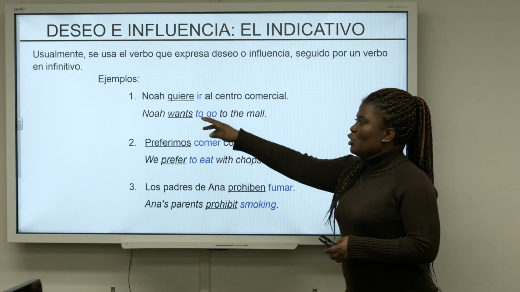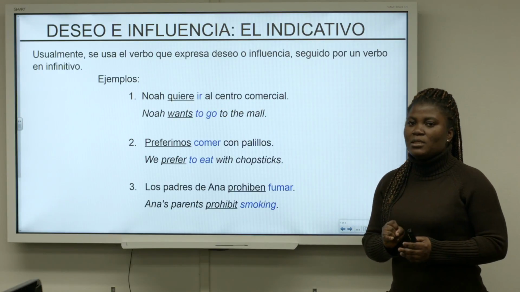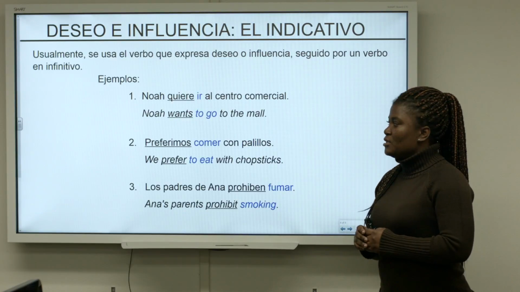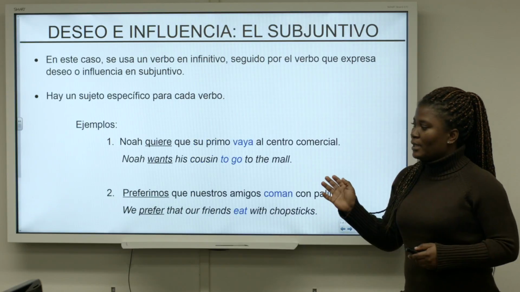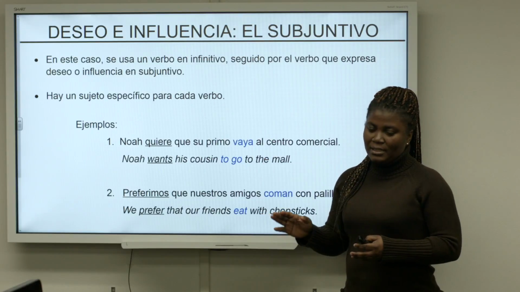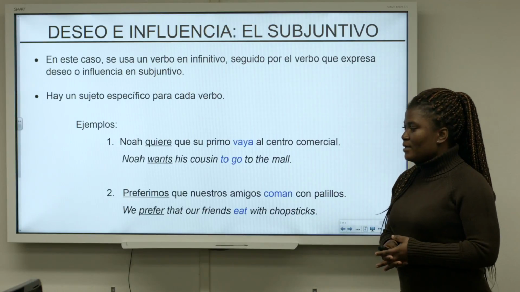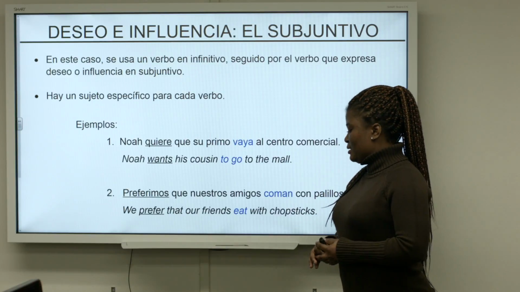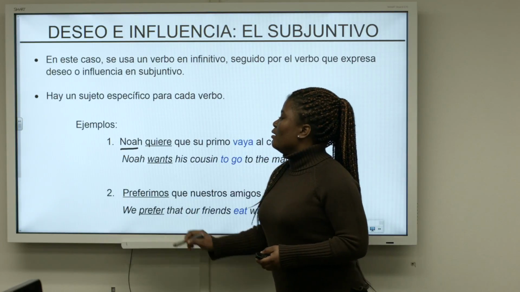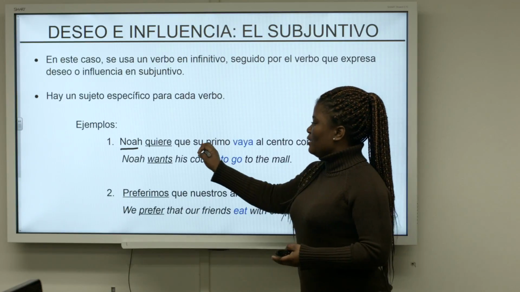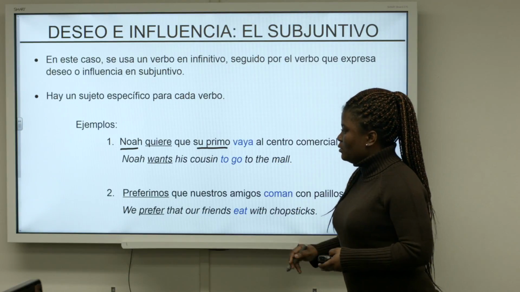We would note here that Noah quiere ir al centro comercial. Noah wants to go to the mall. Noah is the same person who is doing the wanting and is doing the going. So one subject for two verbs. Now, in the subjunctive, we have a different subject for each verb. So the first sentence we have Noah quiere que su primo vaya al centro comercial. We have the first subject of the sentence being Noah, who is doing the wanting, and he wants his cousin to go to the mall.